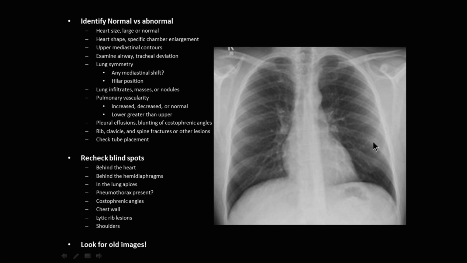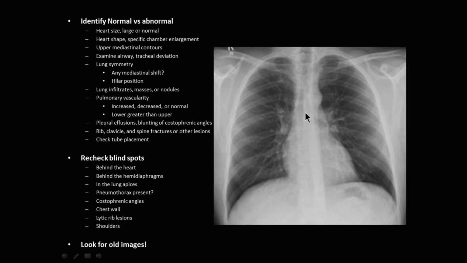You want to look at the airway and see if there's tracheal deviation from the midline. Lung symmetry: is there any mediastinal shift here? Are there lung infiltrates, masses, or nodules? You want to look for fractures, and if you have tube placement, you want to make sure that it's adequately placed within the chest and that it's above the carina, and we'll discuss that more in part 2 of the chest X-ray.